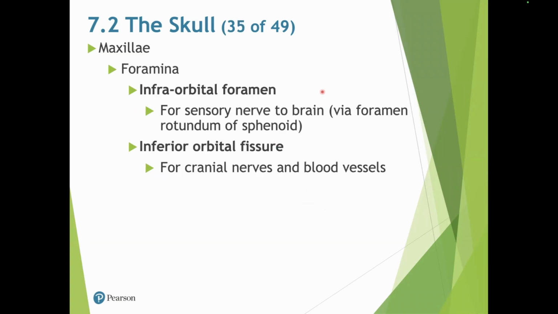So let's talk about the foramina. You have your infraorbital foramen. That's where the sensory nerve to the brain is going to go through, via the foramen rotundum of the sphenoid. You're also going to have an inferior orbital fissure. That's going to be for cranial nerves and blood vessels.